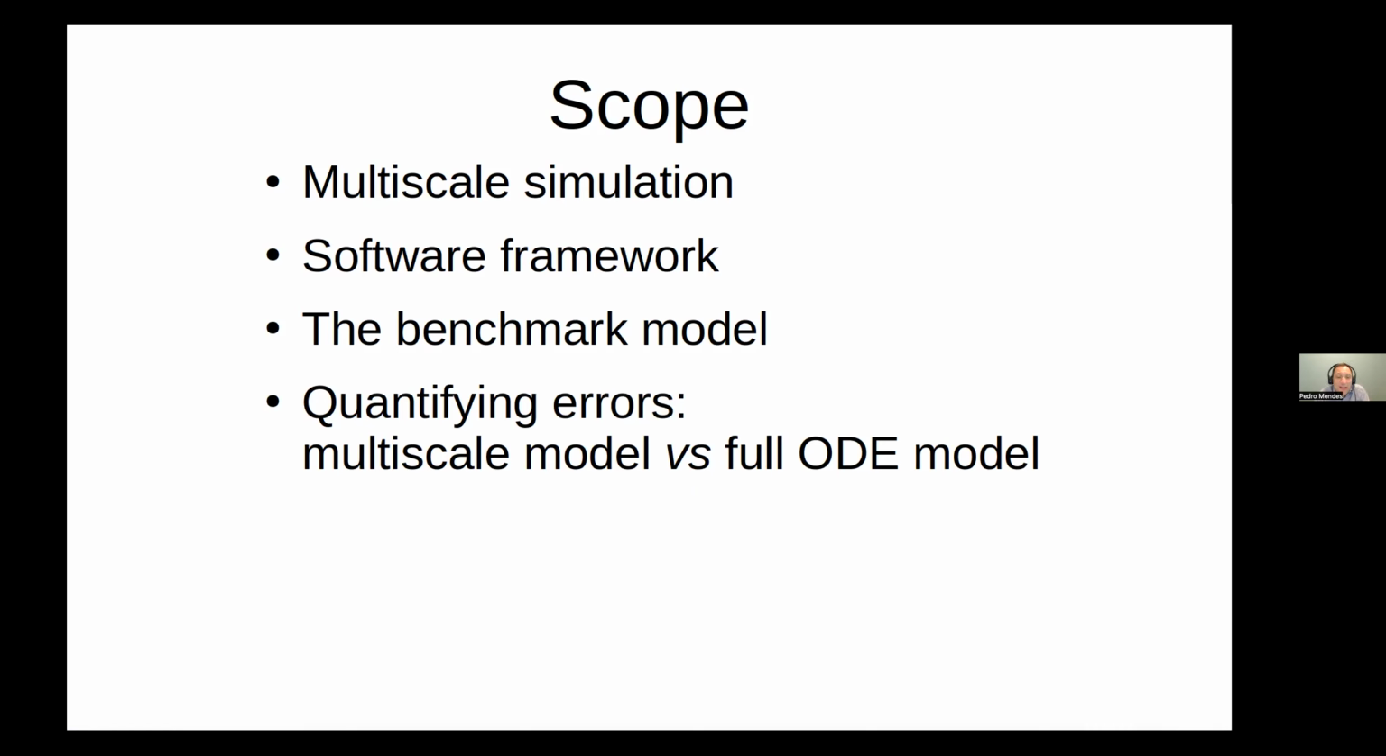And then finally, I'll be using that benchmark model and comparing full ODE models with fully coupled ODE equations, and then hybrid approaches where you use agent-based models that have in them smaller ODE models that are then coupled through the agent-based approach.